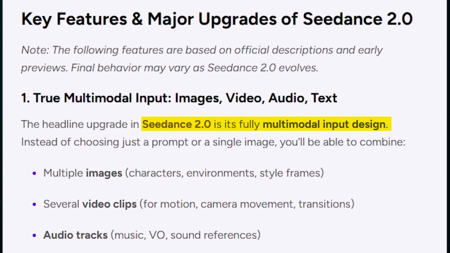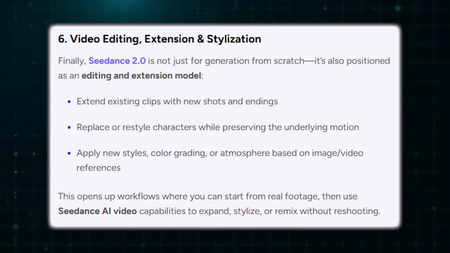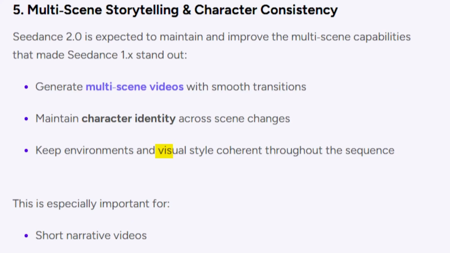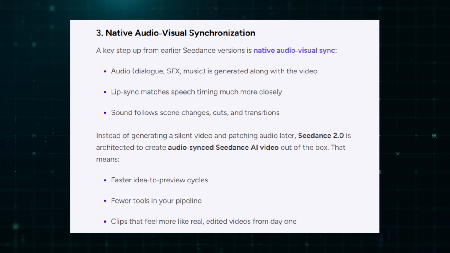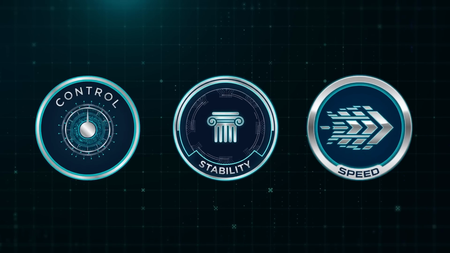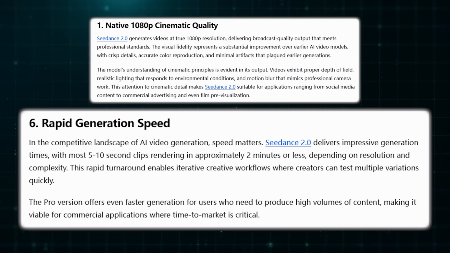To sum it up, creators are watching Seedance 2.0 for 3 big reasons: More control. Multimodal inputs, better camera logic, and in-model editing make it feel less like a random generator and more like a real directing tool. More stability. Temporal coherence, character consistency, and native audio-visual generation make clips easier to use in real projects. More speed. 1080p output, shorter generation times, and a workflow built for iteration cut down the time from idea to finished draft.